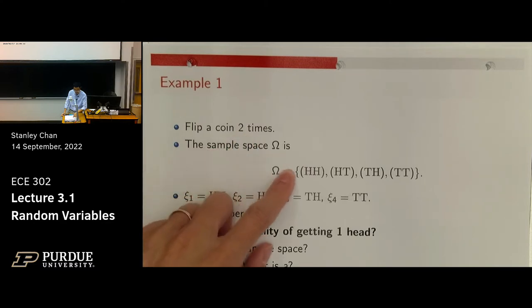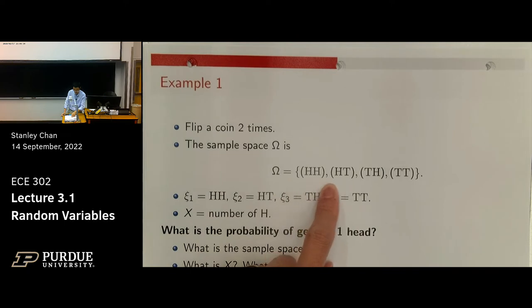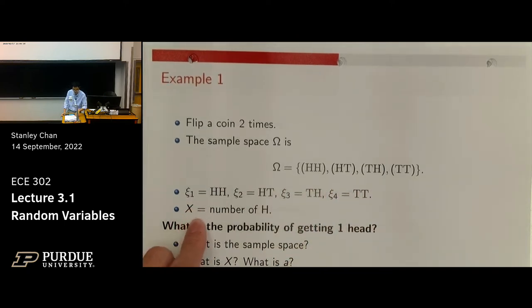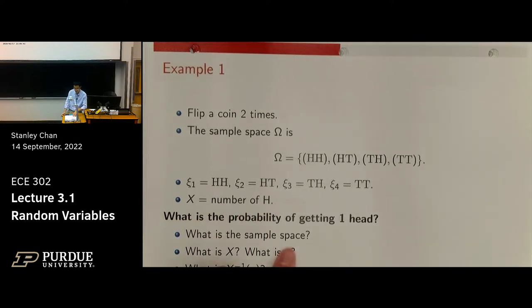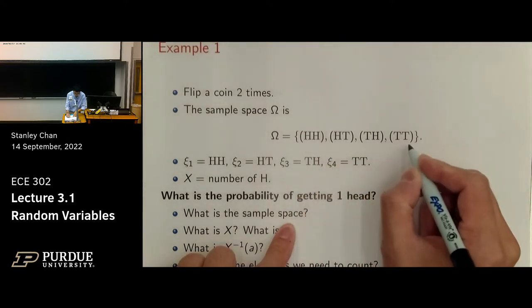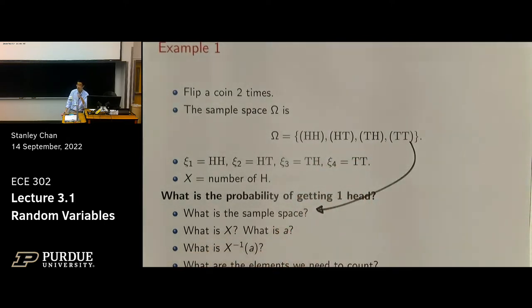The sample space is this, right? HH, HT, TH, and TT. And then you calculate X being the sum of the heads. What is the sample space? The sample space for this problem will just be this. The sample space contains four configurations.